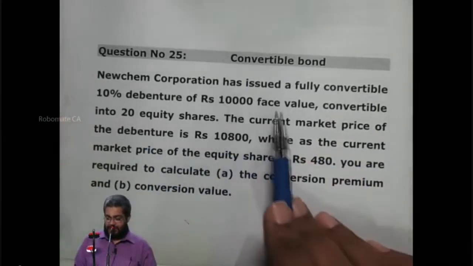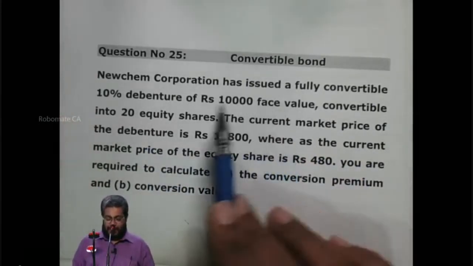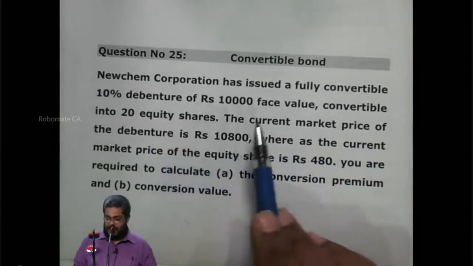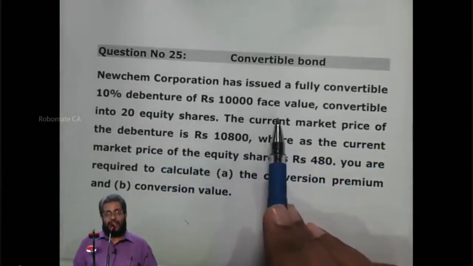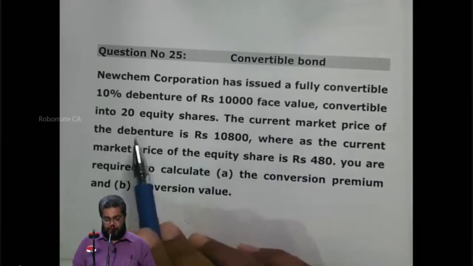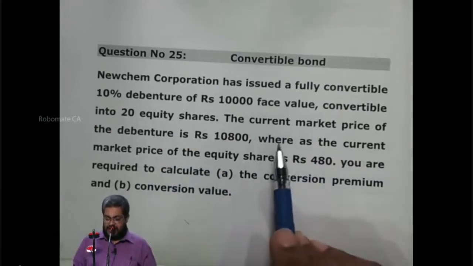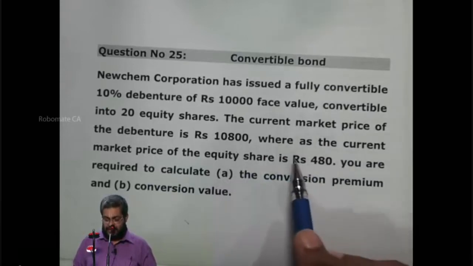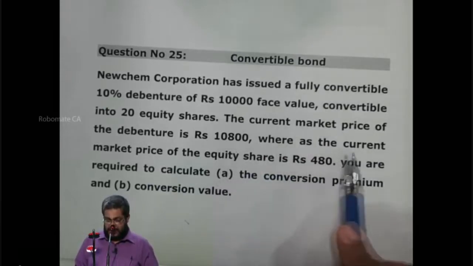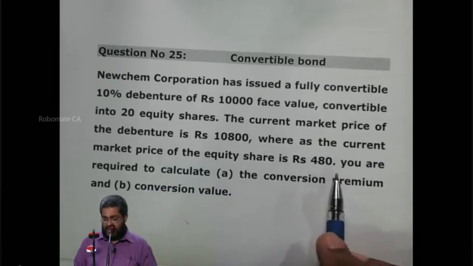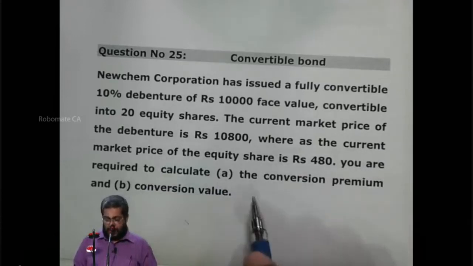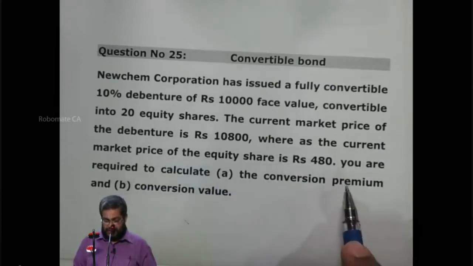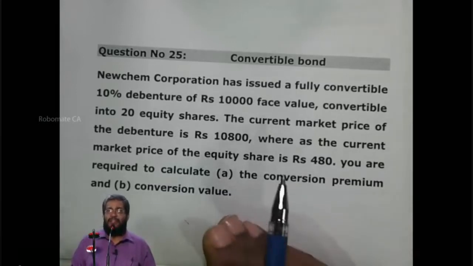New Chem Corporation has issued fully convertible 10% debentures at rupees 10,000 face value, convertible into 20 equity shares. Current market price of the debenture is 10,800, whereas the current market price of the equity share is 480. You are required to calculate conversion premium and conversion value.